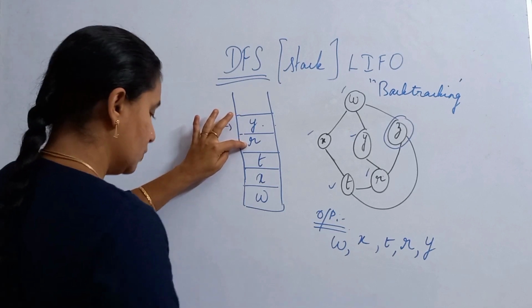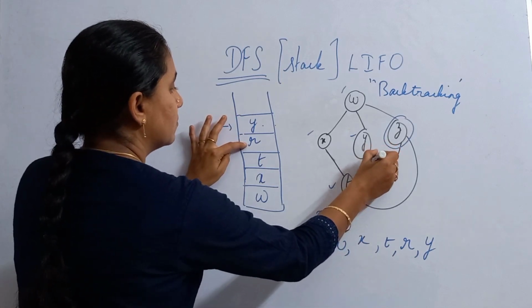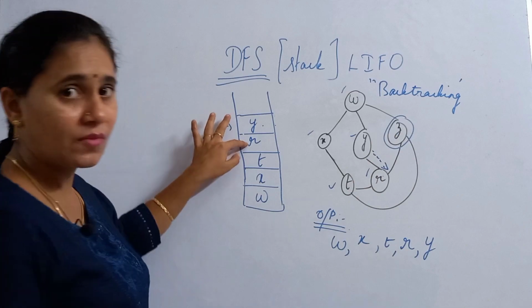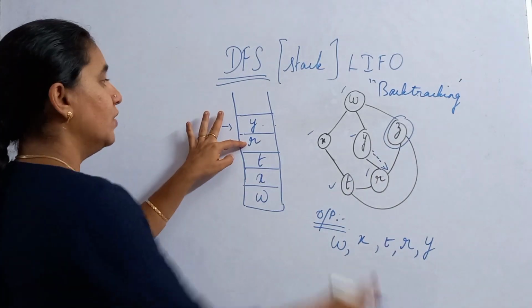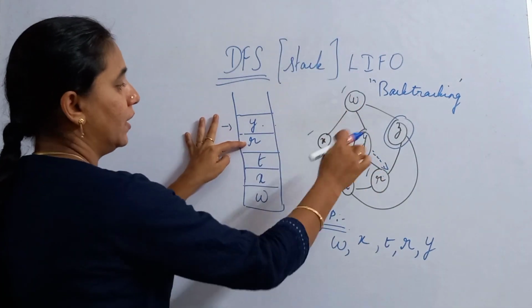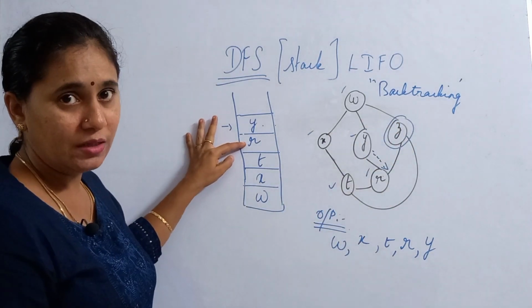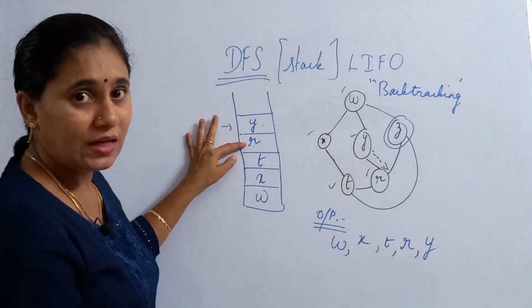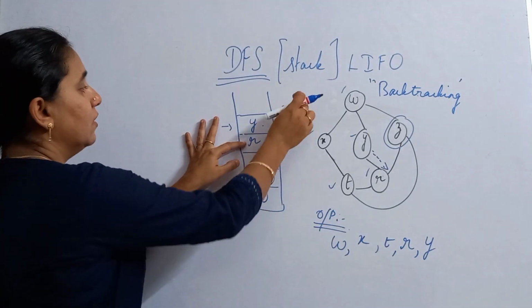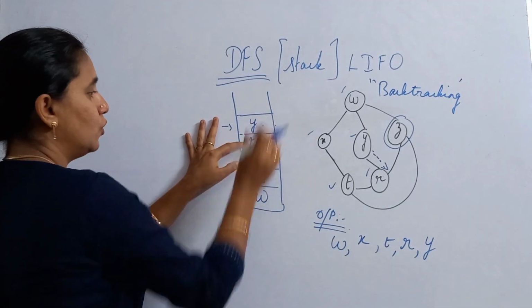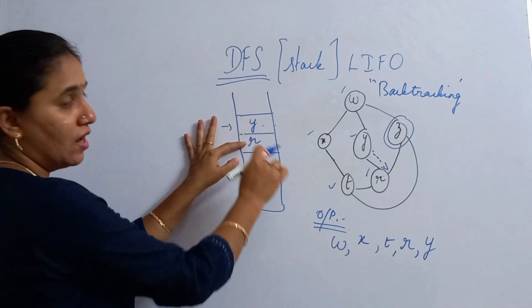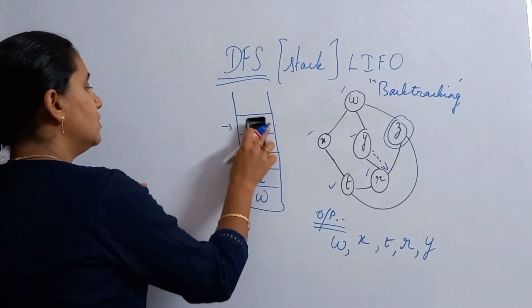So I will move like this, because I don't know whether I can move to W or to R in order to reach this Z. I cannot decide. So for that convenience, I will take the next previous element of Y, which is R. So I will move to this R location.